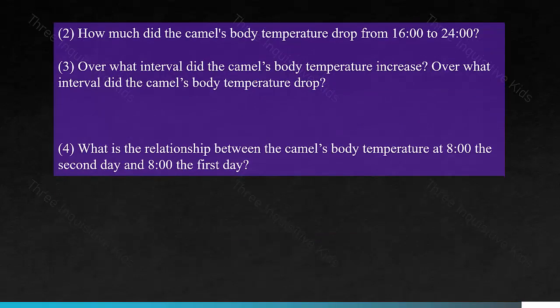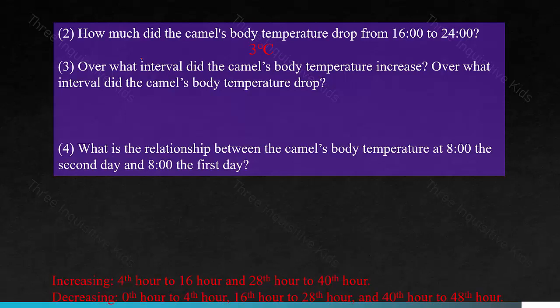How much did the camel's body temperature drop from 6 o'clock to 24 o'clock? Over what interval did the camel's body temperature increase? Over what interval did the camel's body temperature drop? And what is the relationship between the camel's body temperature at 8 o'clock the second day and 8 o'clock the first day? I want you to pause the video and go back to the previous slide to look at the nonlinear relationship graph. So from 16 o'clock to 24 o'clock, it dropped by 3 degrees Celsius. I guess we're using the military time.